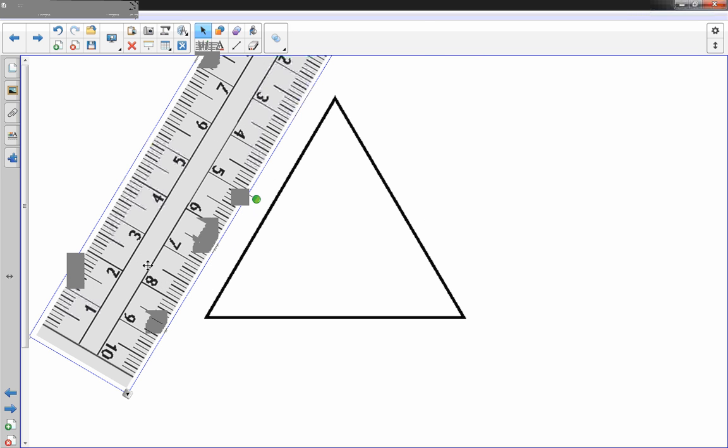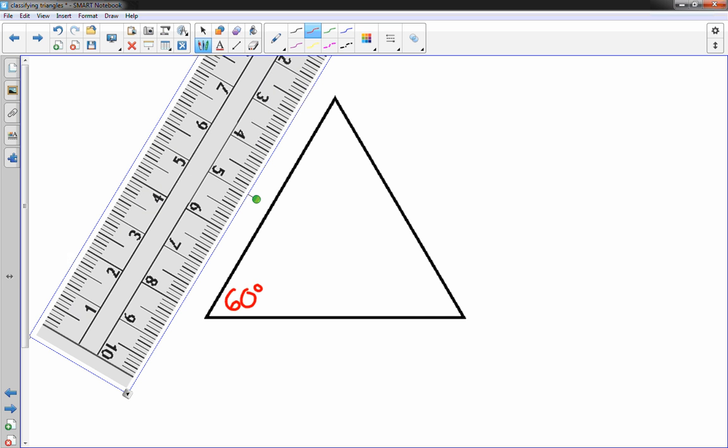Another unique property about these triangles is that each corner has a 60-degree angle. You would measure that with a protractor. There's another lesson about measuring angles with a protractor. So that makes that very unique. And again, that's called an equilateral triangle. All sides are the same length, and all angles are the same measure, and the measure is 60 degrees.